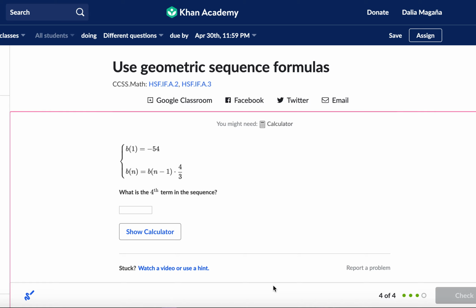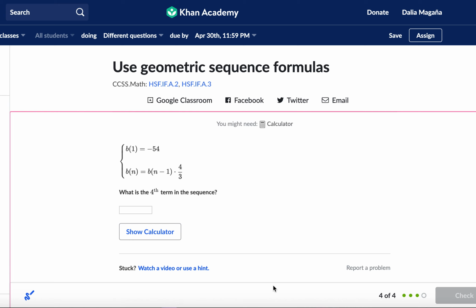So I'm gonna record a short video on use geometric sequence formulas. By the way, I do want to say that the one that is called use arithmetic sequence formulas is very similar to what I'm gonna show you for the geometric one. The only difference is in geometric we multiply or divide, and in the arithmetic we're adding or subtracting.